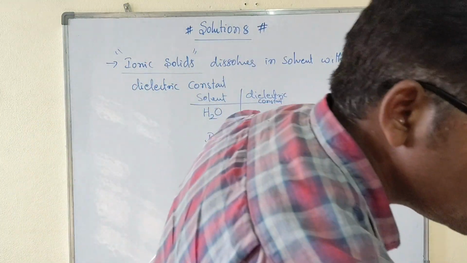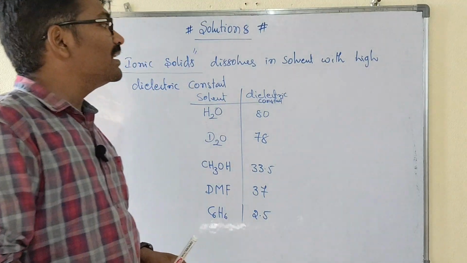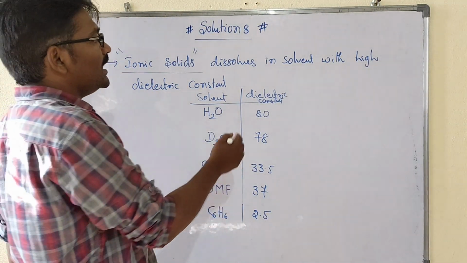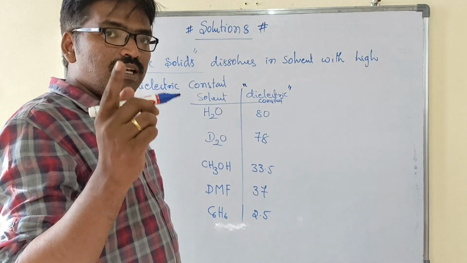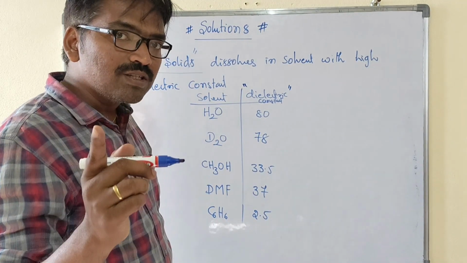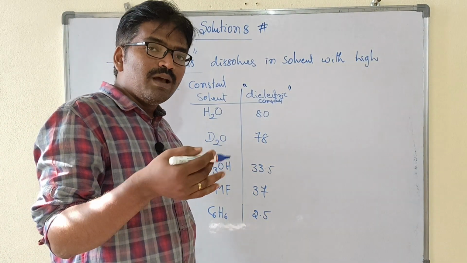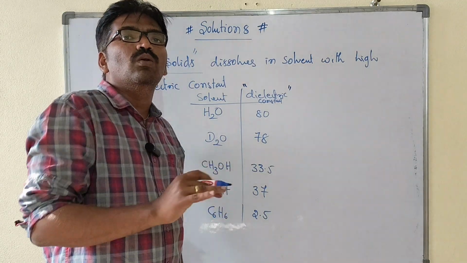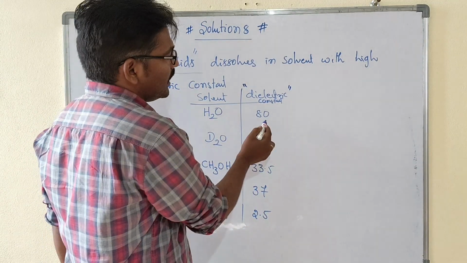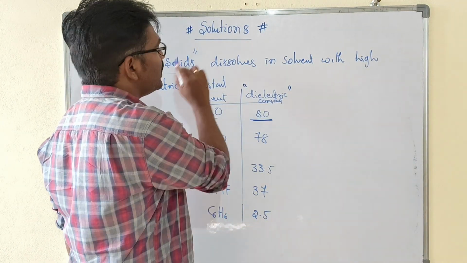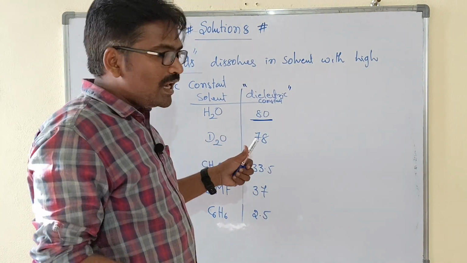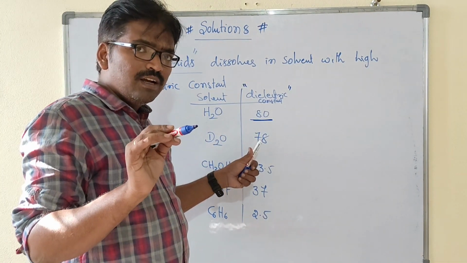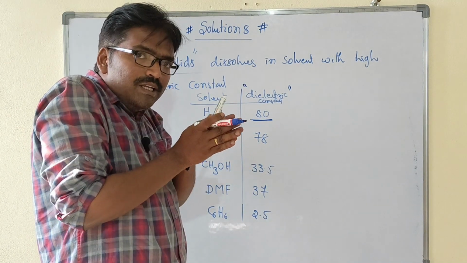You may have a doubt here. So what is the dielectric constant? What does this dielectric constant indicate, sir? The solvent which has the high dielectric constant has more capacity to dissolve in it. So the solvent with higher dielectric constant dissolves ionic compounds more. So this value indicates how well it can dissociate.